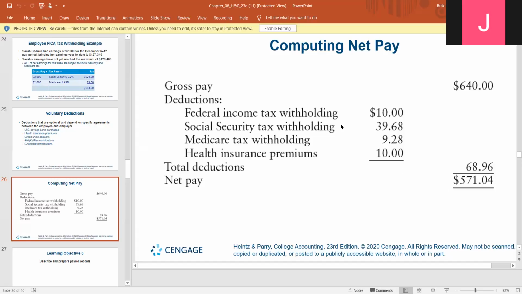All of your deductions are liabilities that get credited. So your paycheck is your journal entry. Your journal entry is really three things: salaries and wages expense, minus all of the deductions, which are all credited and which are all liabilities, and net pay is cash.